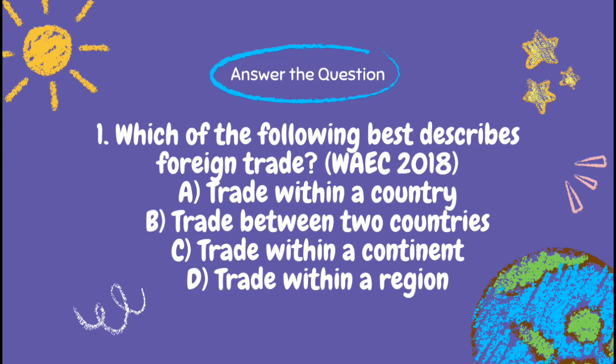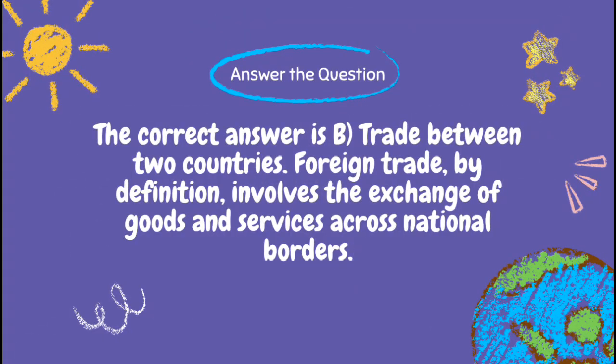Option A, trade within a country. Option B, trade between two countries. Option C, trade within a continent. And option D, trade within a region. Think about the answer. The correct answer is option B, trade between two countries. Foreign trade, by definition, involves the exchange of goods and services across national borders.